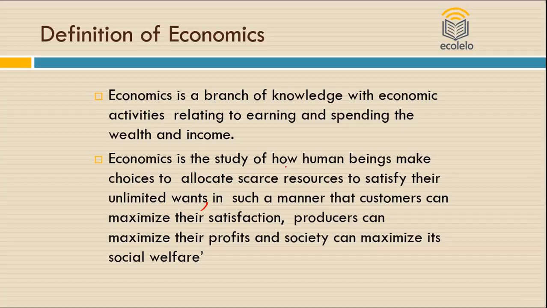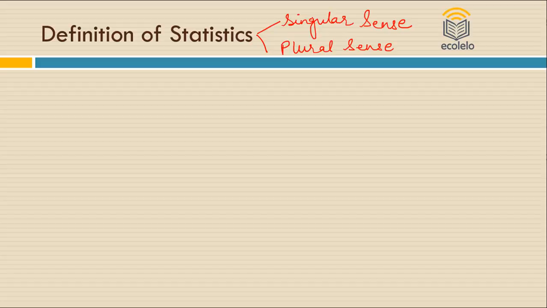So economics is the study of how human beings make choices to allocate scarce resources to satisfy their unlimited wants in such a manner so that customer, you can maximize your satisfaction. Producer, I can maximize my profit, and overall society can maximize its social welfare. So I hope this definition makes sense to you now. I must say again that there are various things related to it which we are going to study in detail in microeconomics.